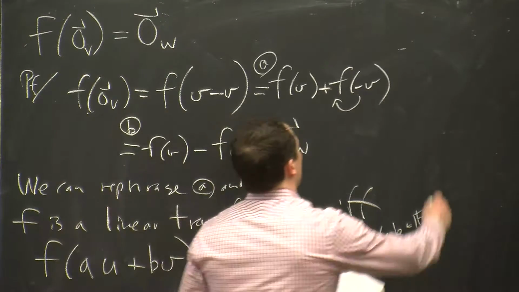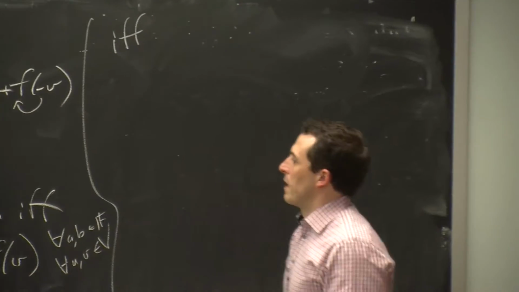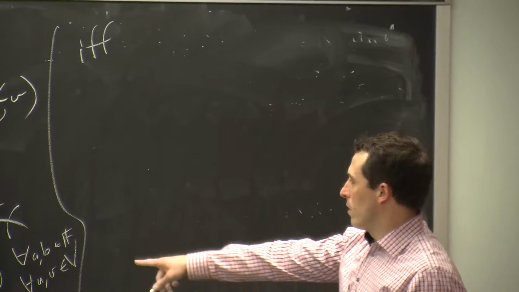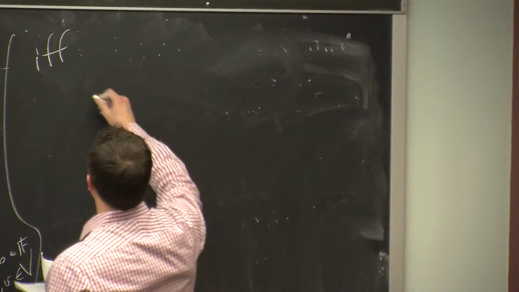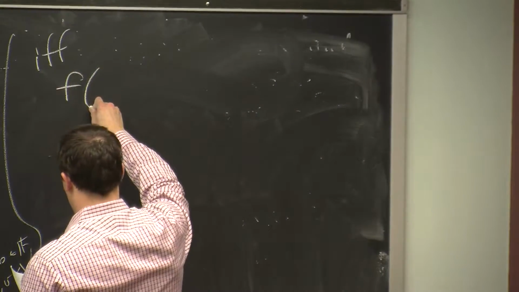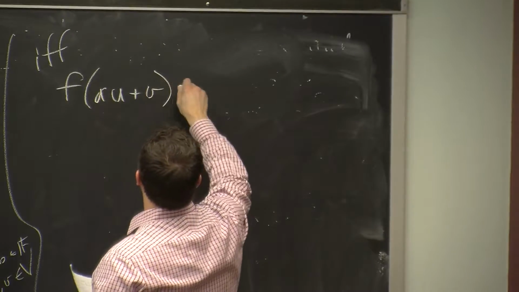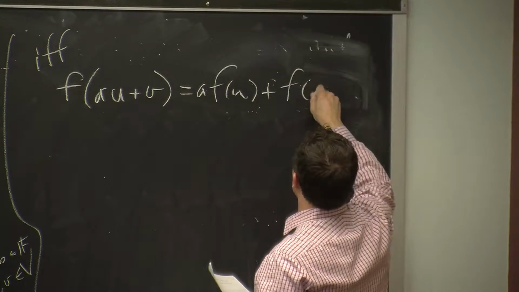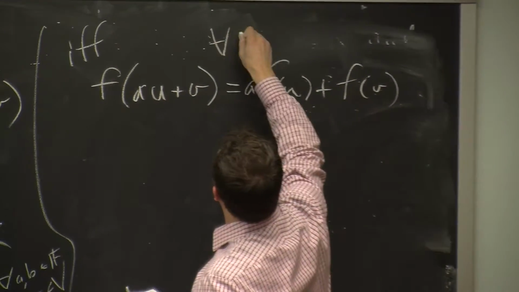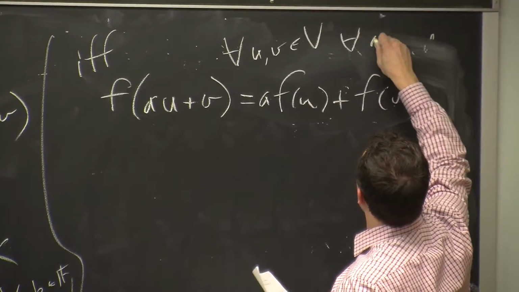And in fact, you can prove, and I think it may be an exercise that I'll ask you to do, that you can get rid of one of these scalar multiples and it'll still be enough. So that's also true if and only if f of a times u plus v equals a f of u plus f of v. And again, that's quantified for all u and v and for all a in the field.